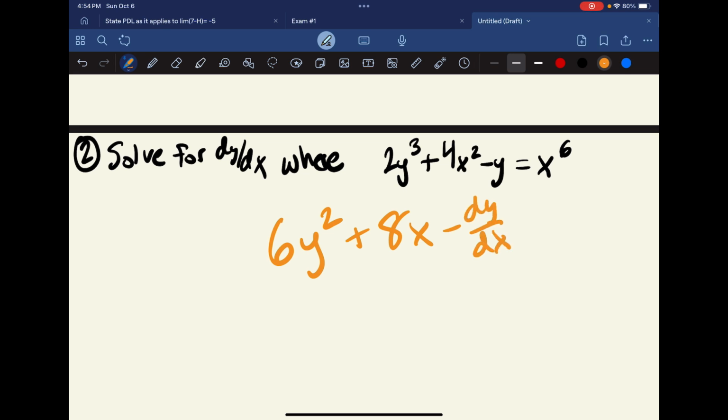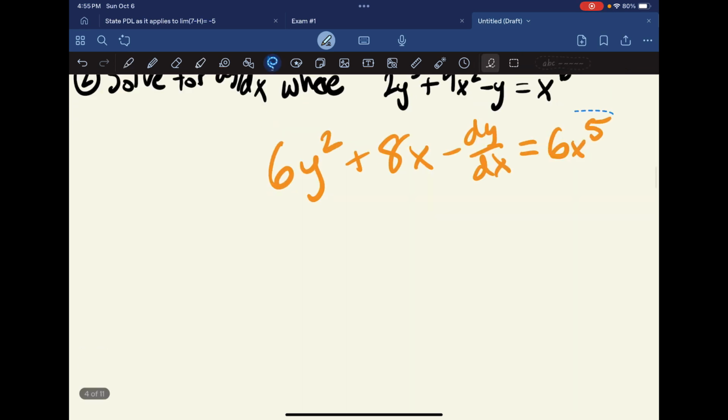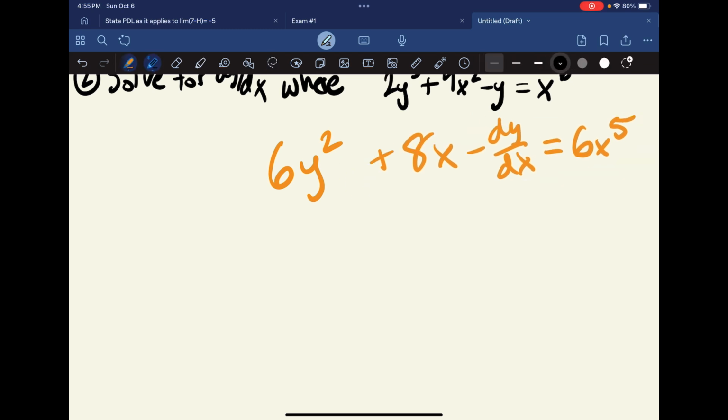Because it would be 1, just like the derivative of x is 1. But then we took the derivative of a non-x term, so it would be 1 times dy dx, which we can just write as dy dx. And then the derivative of x to the 6th power is just 6x to the 5th power, right? Basic power rule problem. Oh, and sorry, I forgot to write dy dx here because we took the derivative of a non-x term. So we've got 6y squared dy dx plus 8x minus dy dx equals 6x to the 5th.